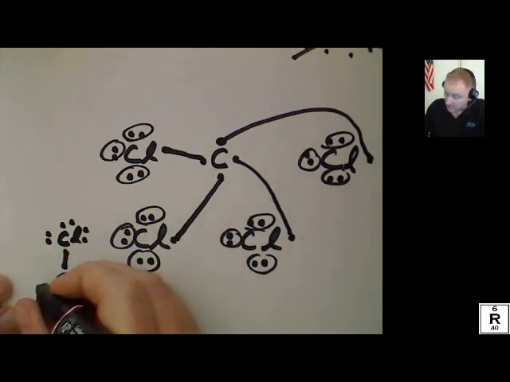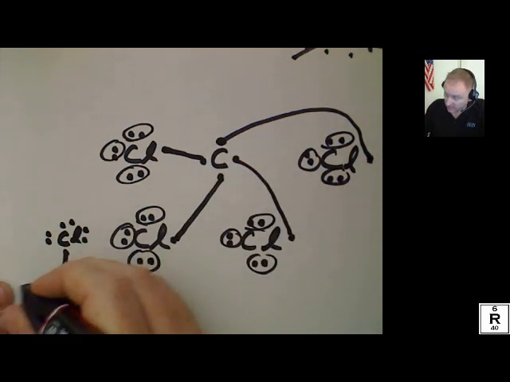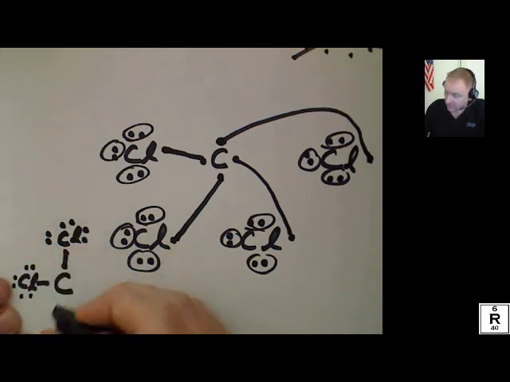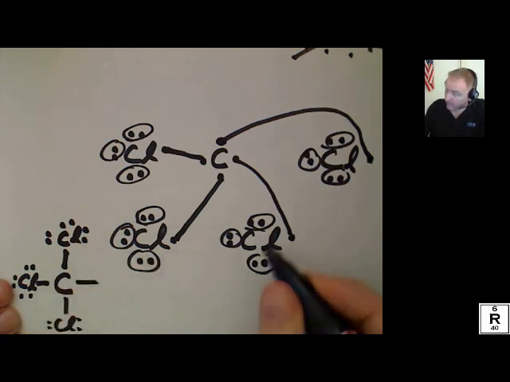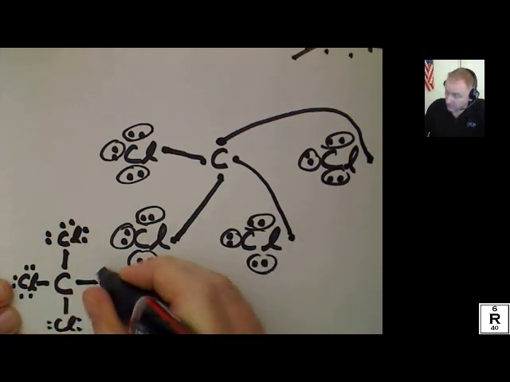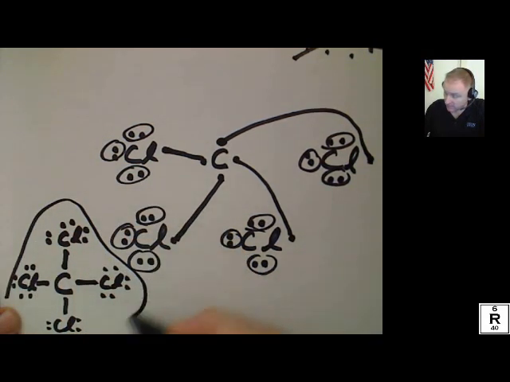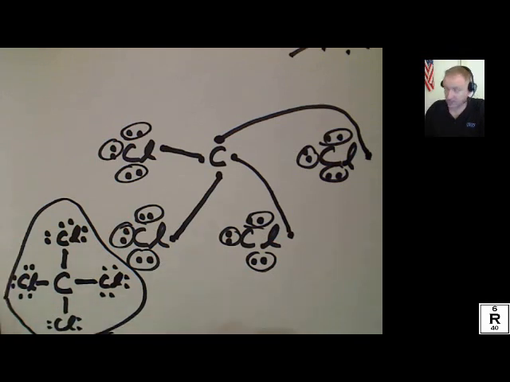3 lone pairs, and then the one on the left is connected to a chlorine with 1, 2, 3, 4, 5, 6. 3 lone pairs. The one on the bottom is connected to a chlorine with 3 lone pairs, and the one on the right is connected to a chlorine with 3 lone pairs. So this would be your answer.